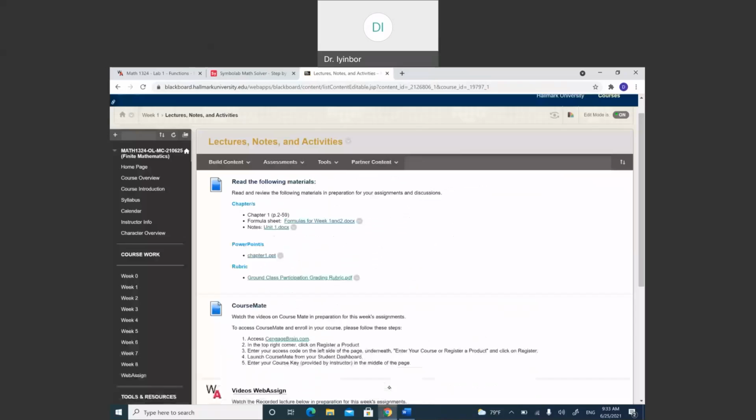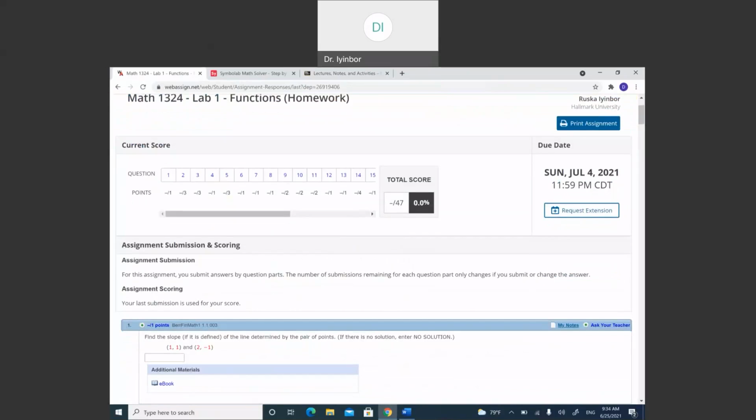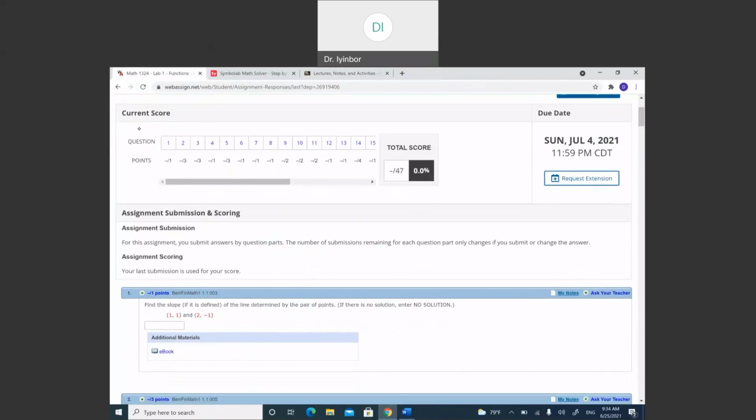Now after you open the formula sheet, you can click on the WebAssign link, and it's going to take you to your WebAssign. When you click on lab 1, this is what you're going to see. You're going to have the same type of problems, just different numbers. There are 24 questions. Make sure you double check this table when you're done, and make sure you have the green check marks everywhere.